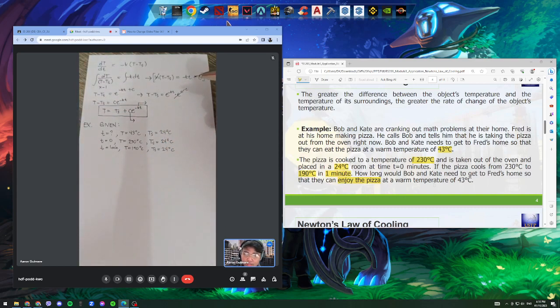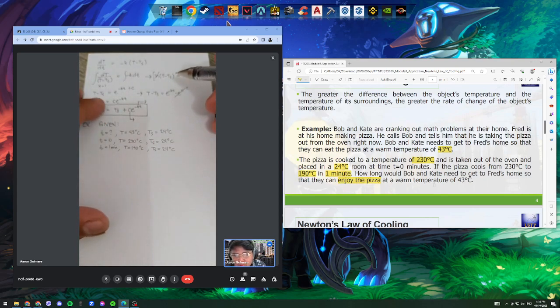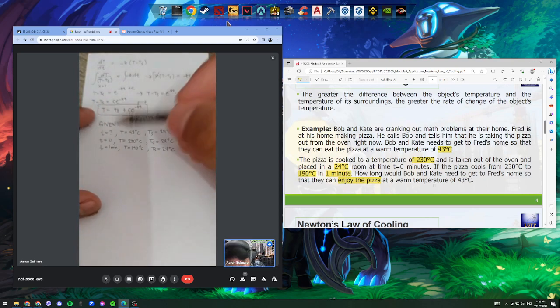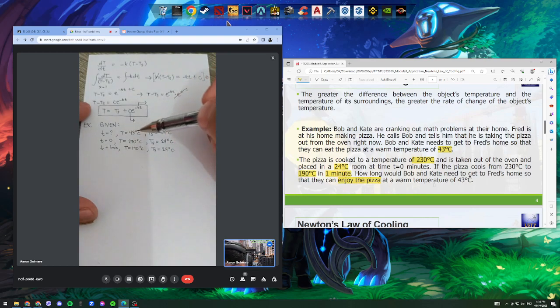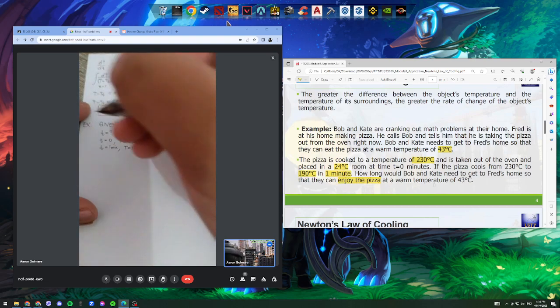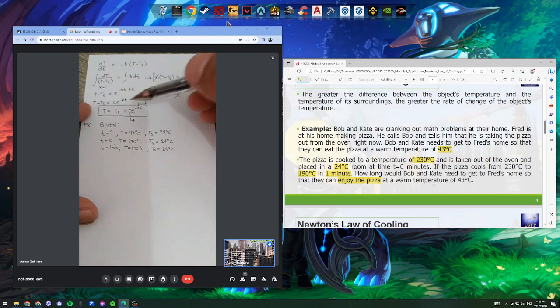Alright. These are our givens first. I hope you understand. As you can see, in our first condition, the only things given are the temperature of the object and the temperature of the surroundings. Our goal first here is to get the values of C and K.